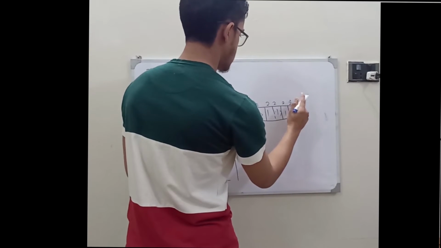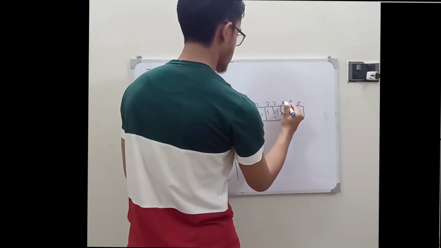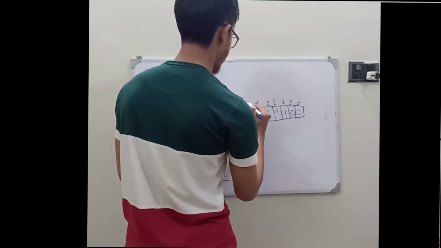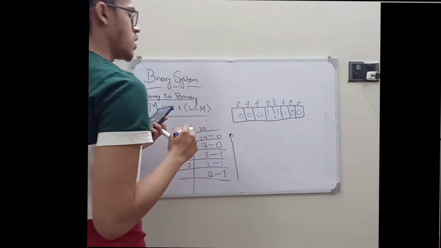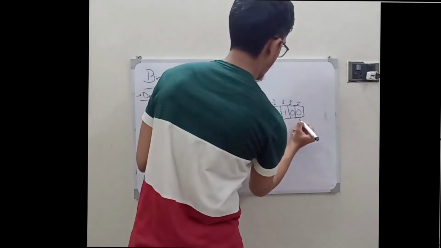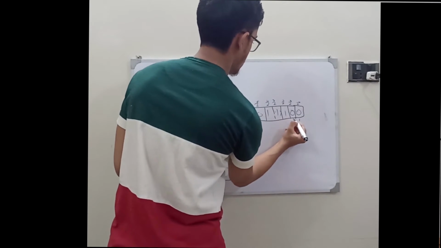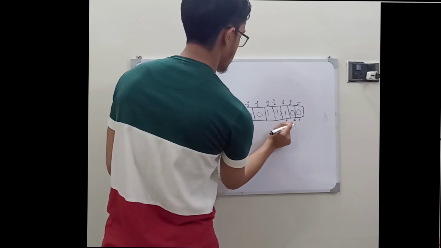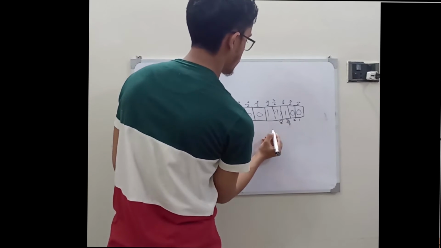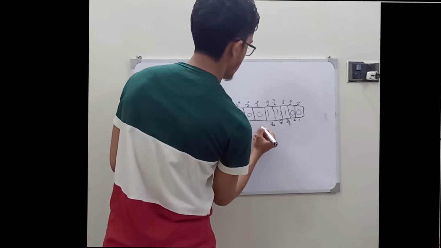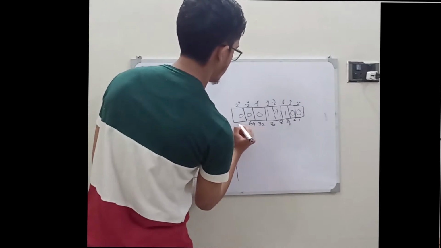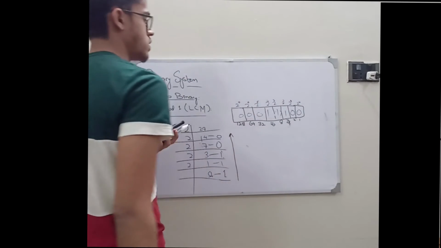It's 2 power 0, 2 power 1, 2 power 2, 2 power 3, 2 power 4, 2 power 5, 2 power 6, 2 power 7, and that's it. 2 power 0 will become 1, 2 power 1 is 2, 2 power 2 is 4, 2 power 3 is 8, 2 power 4 is 16, 2 power 5 is 32, 2 power 6 is 64, and then 128.